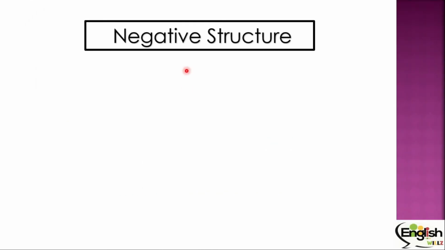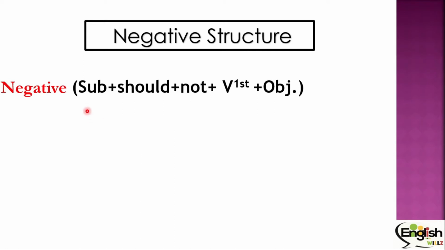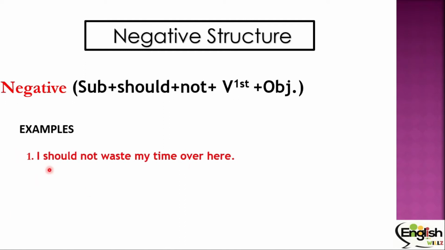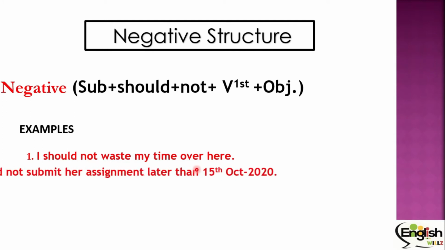Now let's talk about the negative structure. The negative structure is subject plus should plus not. You can also use shouldn't as a contraction, the short form of should not. Then first form of the verb, object and full stop. Let's take the examples. Example number 1 is, I should not waste my time over here. मुझे अपना वक्त यहाँ बर्बाद नहीं करना चाहिए.